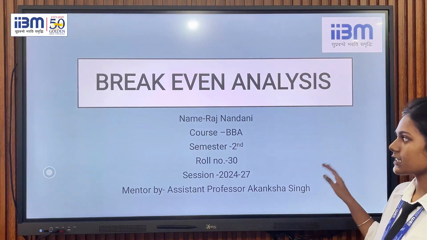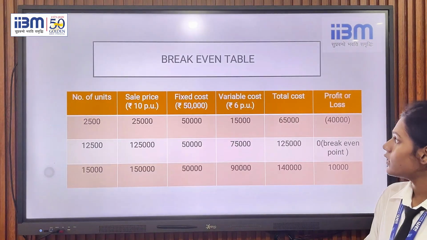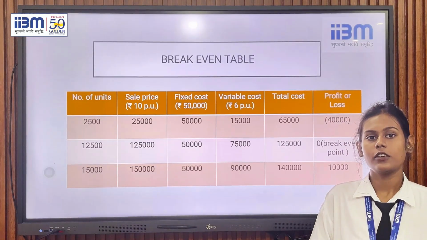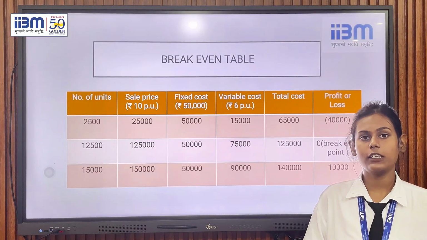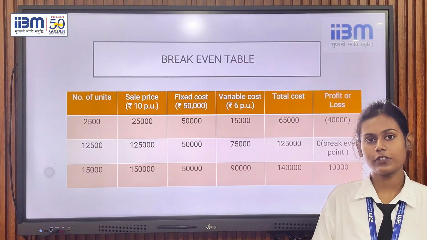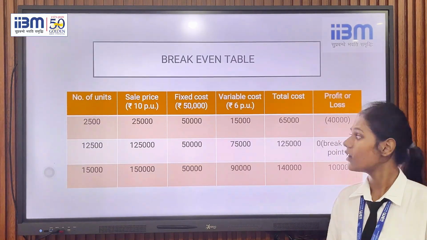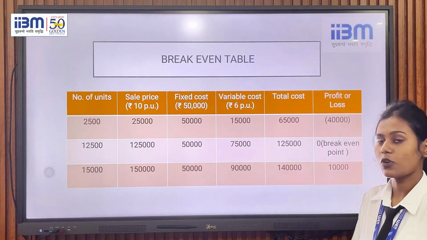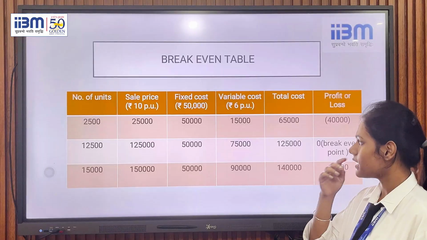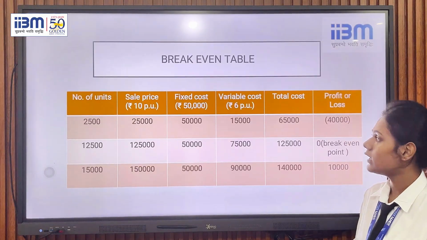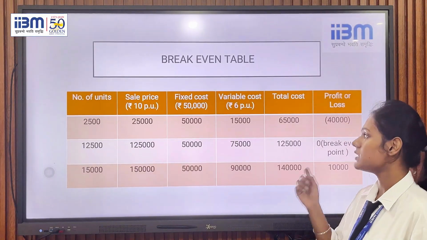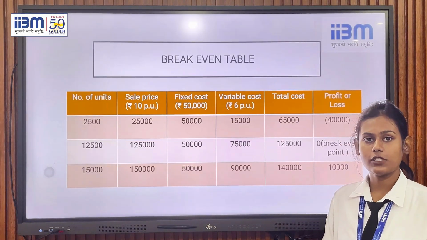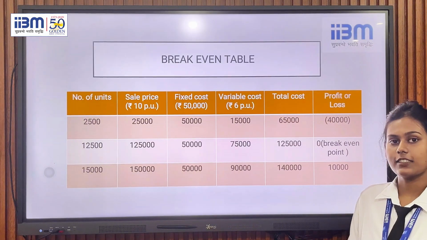So now come to the next slide. Here is a table that shows how the break-even point works in numerical form, and it compares the cost, sales, profit and loss at different production levels. Here is the number of units, which shows the quantity of goods produced or sold, and here is the sales price at rupees 10 per unit, and there is a fixed cost at rupees 50,000. It includes the expenses that do not change with the production, such as rent, salaries, etc.